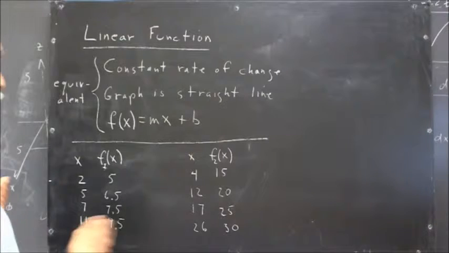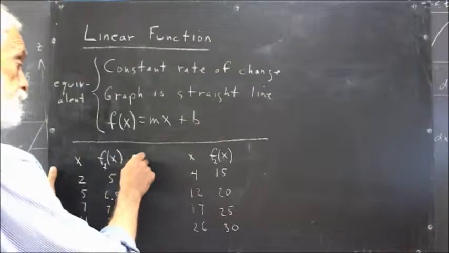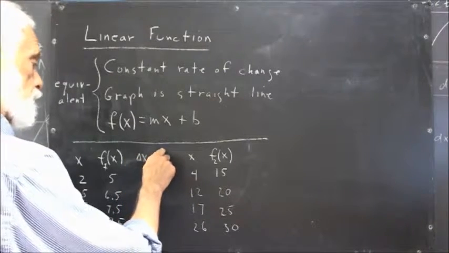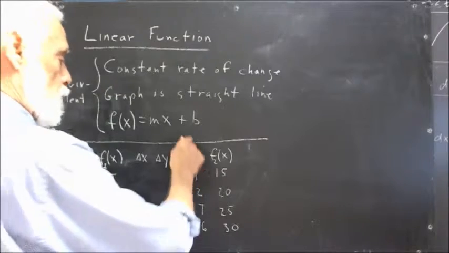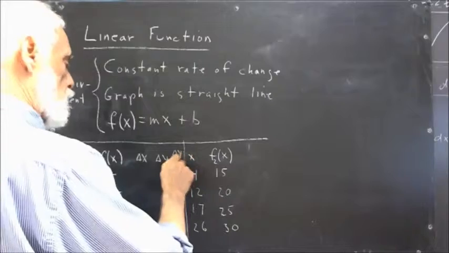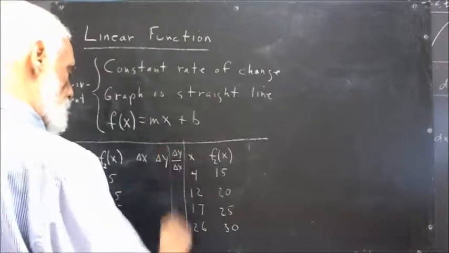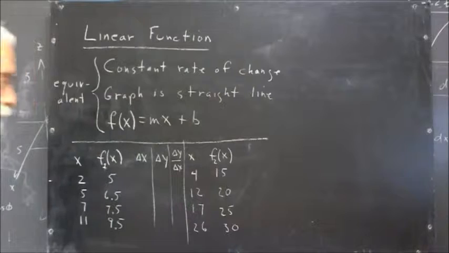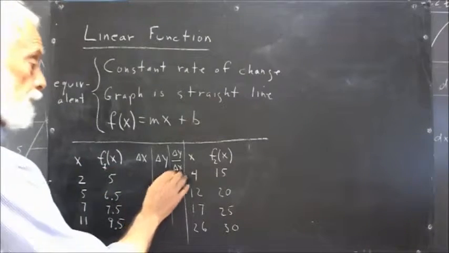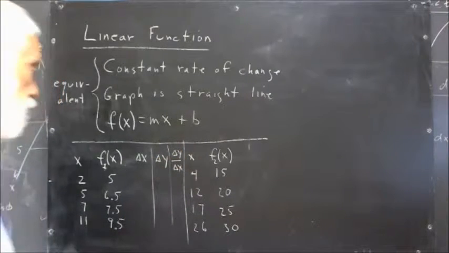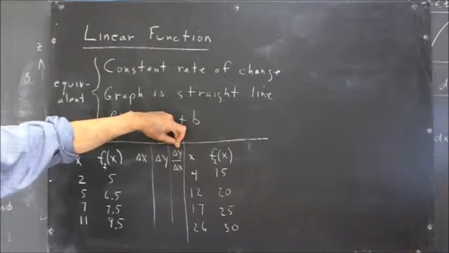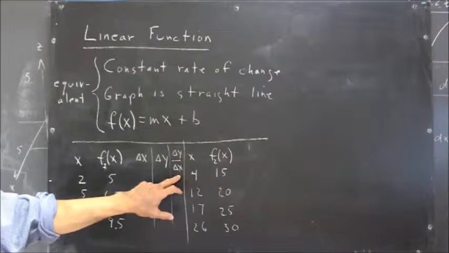Okay, so the rate of change for a function is change in y divided by change in x. This is called an average rate of change. So we take the change in y divided by the change in x to see if the function is going to be linear. You know that delta y is going to represent the rise of a graph. Delta x is going to represent the run.